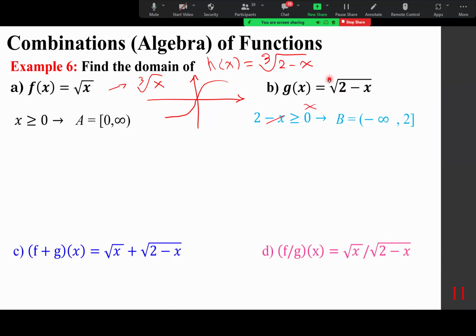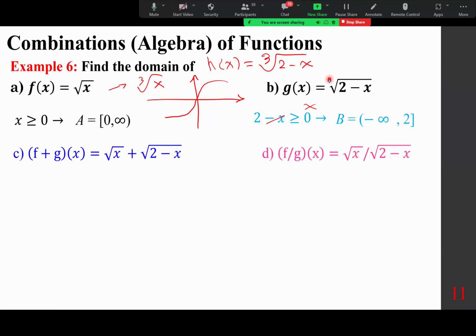Now, what about these two? f plus g of x or f over g of x. The domain is the intersection of the two. For this one, you just find the intersection. For this one, not only do you find the intersection, the denominator, namely g, can't be 0. We're going to discuss that.